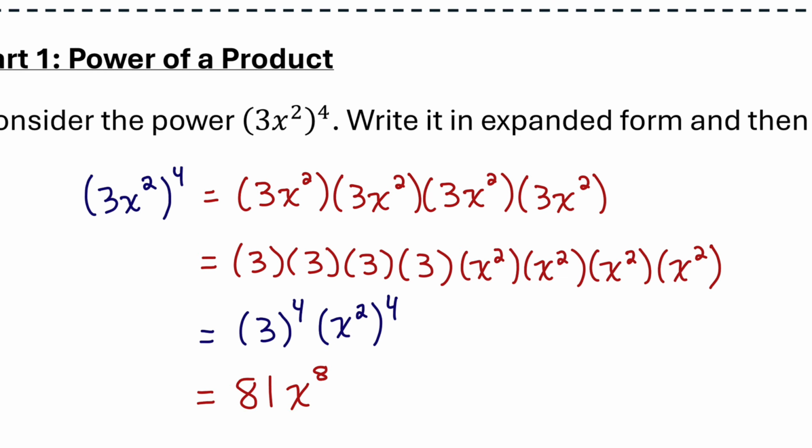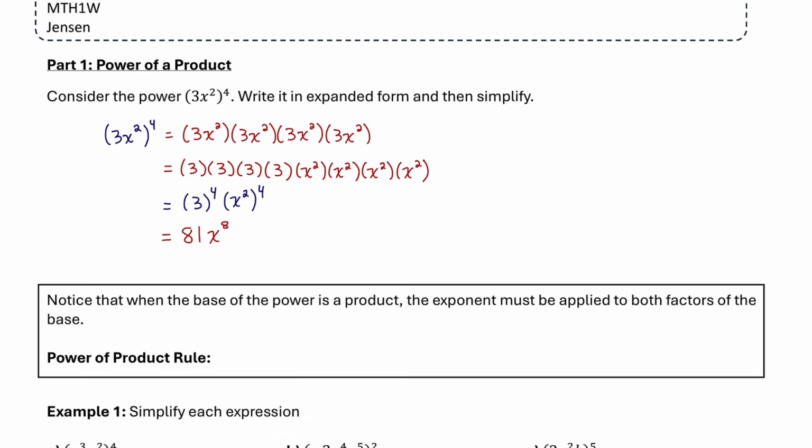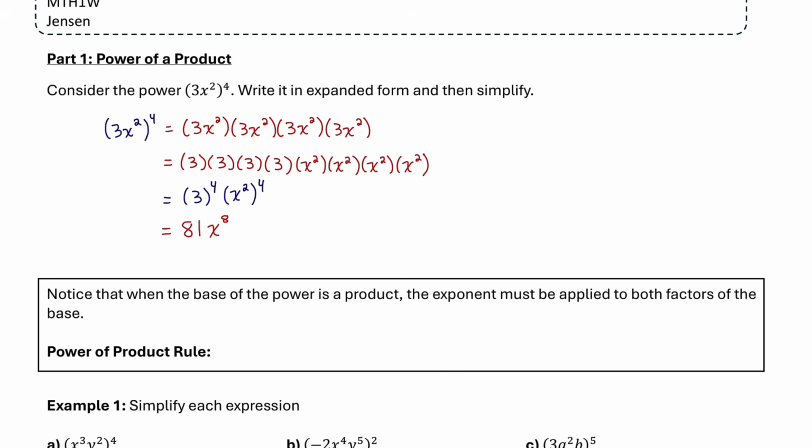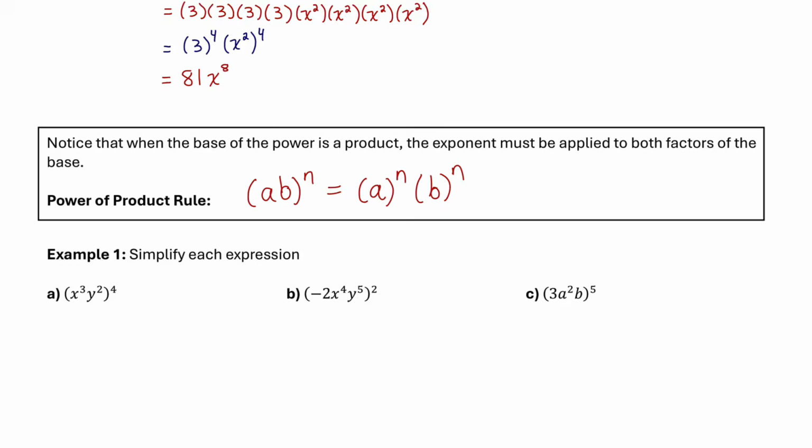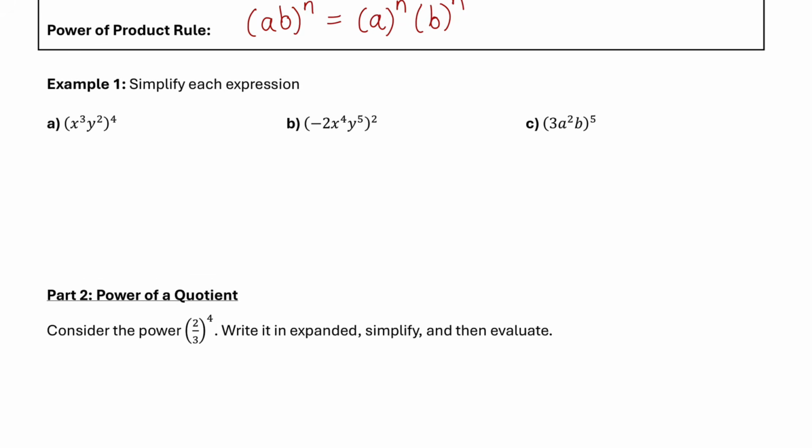So let's summarize this rule in the box below. Notice that when the base of the power is a product, the exponent must be applied to both factors of the base. So the general rule, if we have a power where the base is a product of factors, so for example, if we have a power where the base is a times b and the exponent is n, that exponent of n has to be applied to both factors of the base. So it would be equal to a to the power of n times b to the power of n. And let's go ahead and do example 1, where we practice using this power of a product rule.